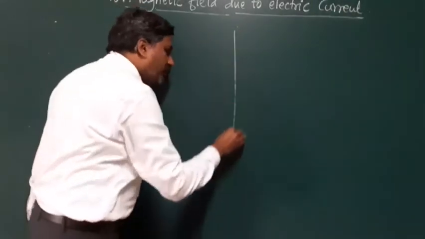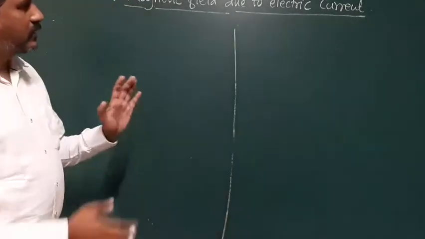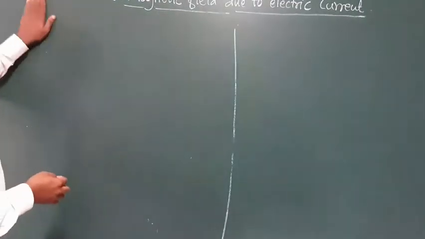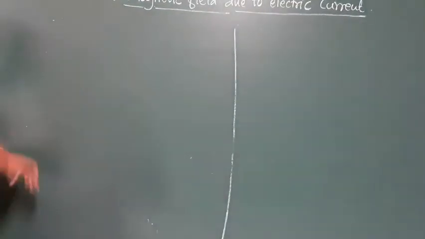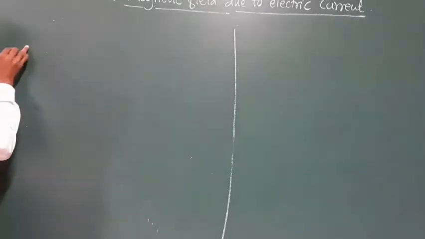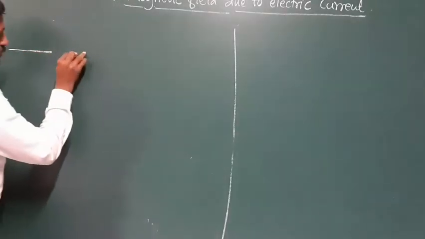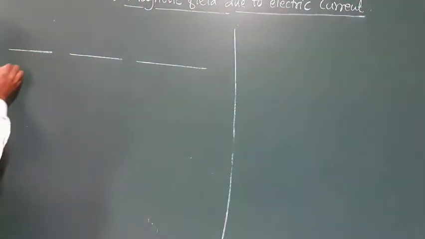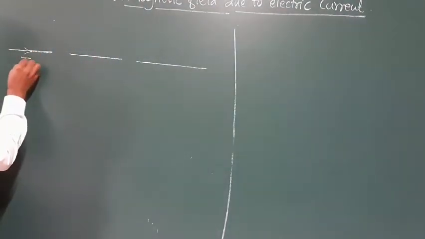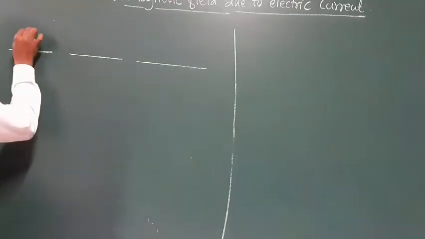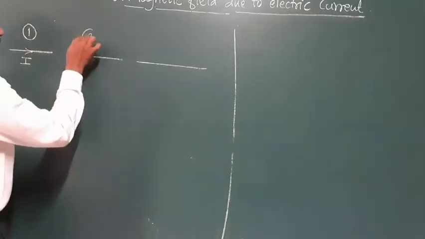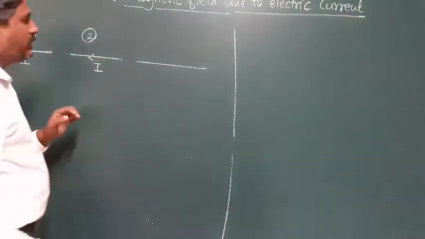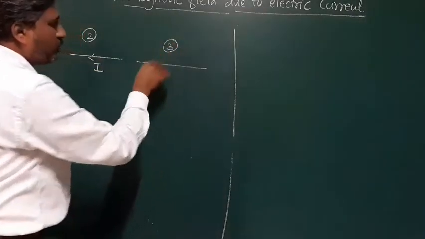Now, magnetic field due to electric current. This was introduced by the scientist Oersted. Oersted's simple experiment, which you already studied in the 9th or 10th standard: this is one conductor through which current I is flowing. This is the first case. In the second case, the current is flowing in the opposite direction. And in the third case, no current is flowing through this conductor.